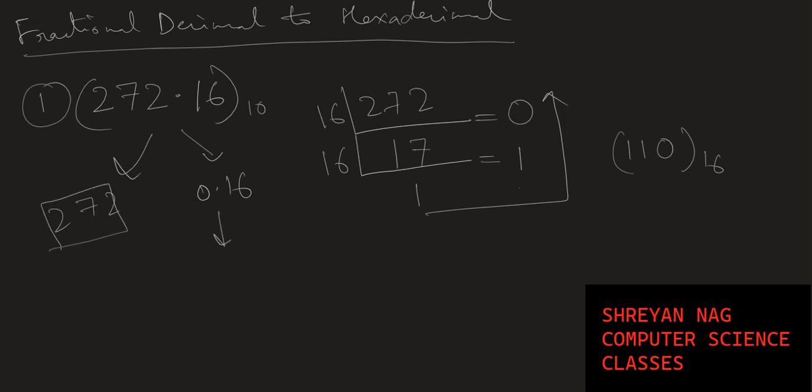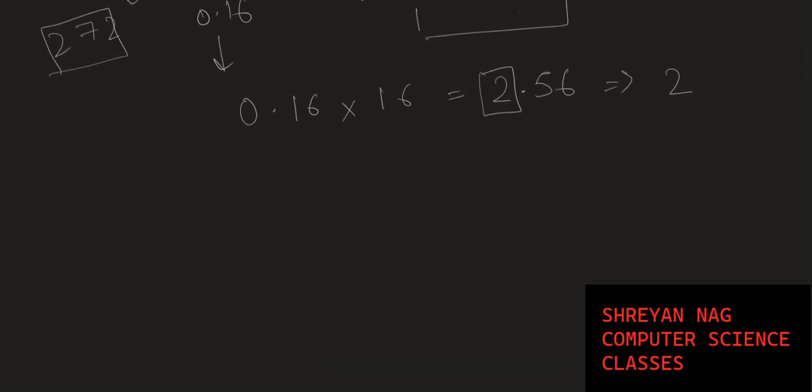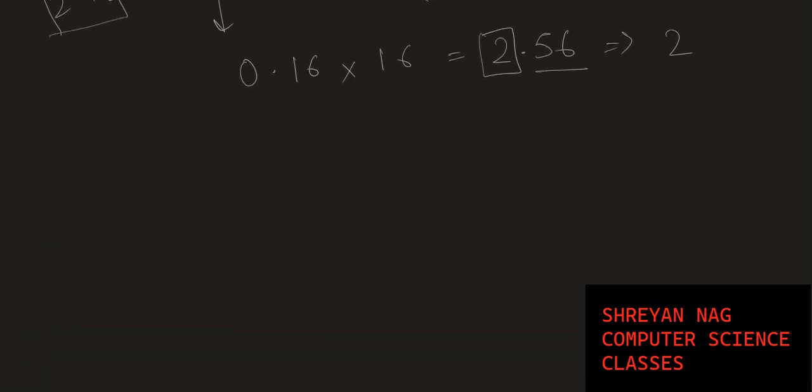Now we need to think about this fractional part. How do we deal with this? We need to multiply 0.16 by 16. 0.16 into 16 is approximately 2.56. So we take this integer part and place it here. Then with the rest, 0.56 into 16 is 8.96. So take the 8 and place it here.